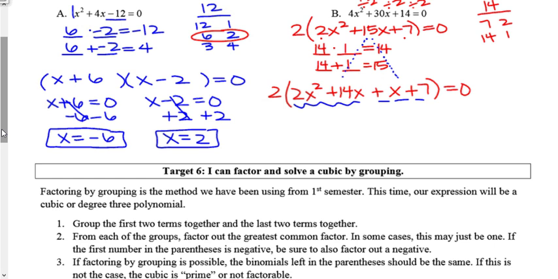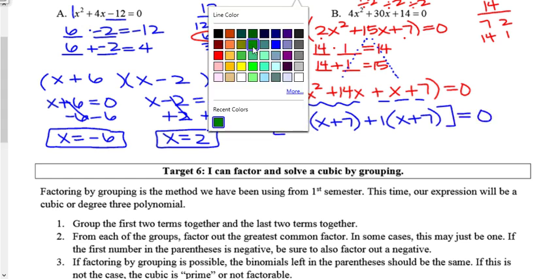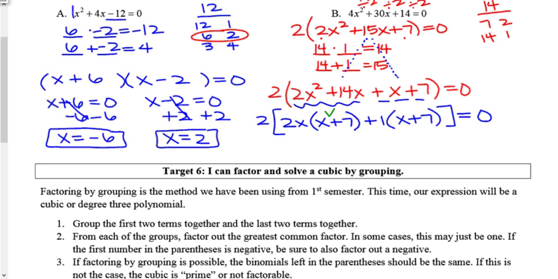I can factor out a 2x from those two. I'm left with x plus 7, and then I can factor a 1 out of the last two to be x plus 7 left over in my parentheses here. And notice I'm doing parenthesis bracket because I don't like doing double parentheses. Well, x plus 7 and x plus 7 are the same thing, so I know I did that correctly. So I can go ahead and write this finally with my 2 out front still as 2 times 2x plus 1 times x plus 7.